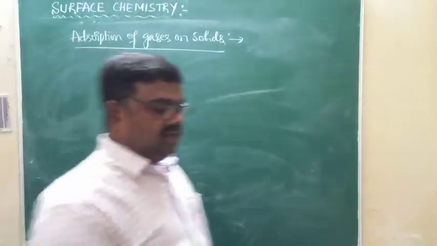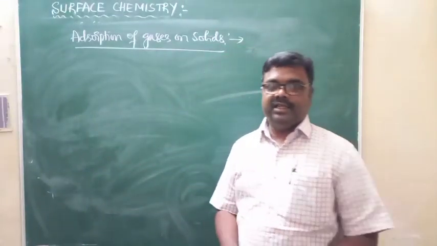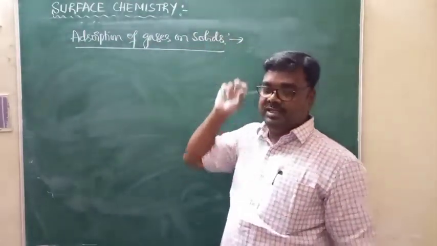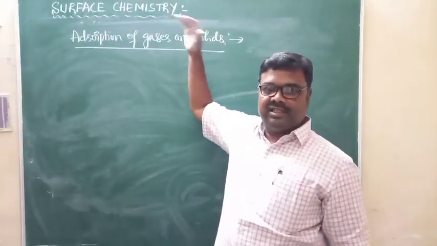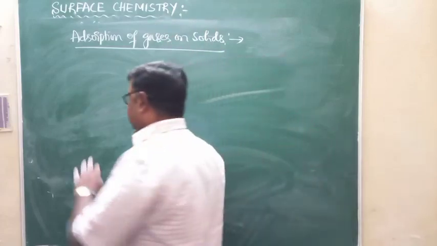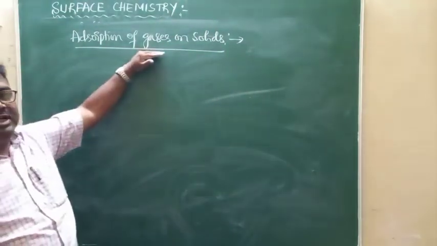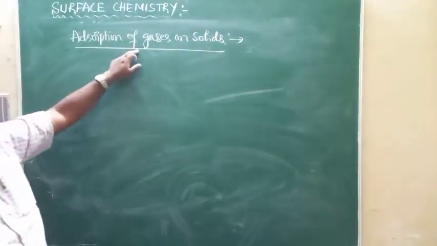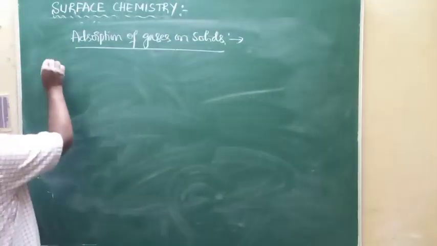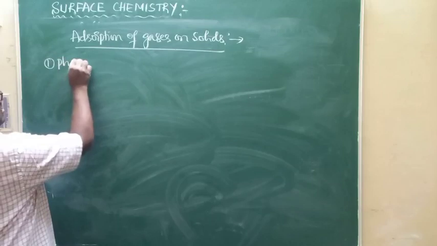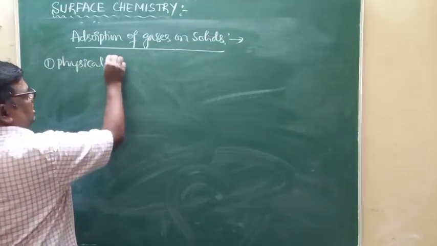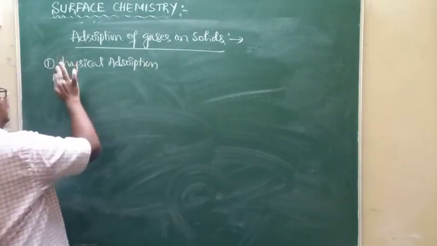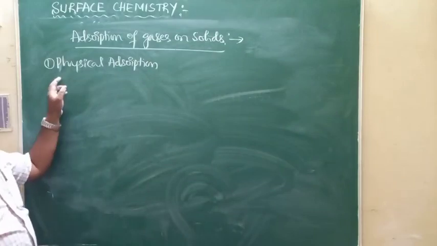Now let us see the next discussion. As far as adsorption is concerned, it will be adsorption of gases on solids. Our discussion is restricted only to the adsorption of gases on solids. Gases are the adsorbates, solids are the adsorbents. With respect to the adsorption of gases on solids, we have two types of adsorption. One is physical adsorption.